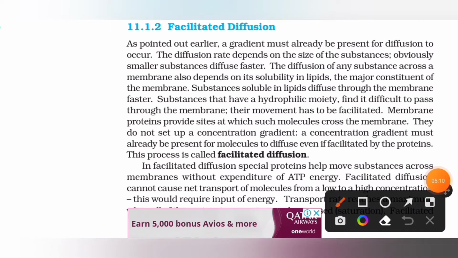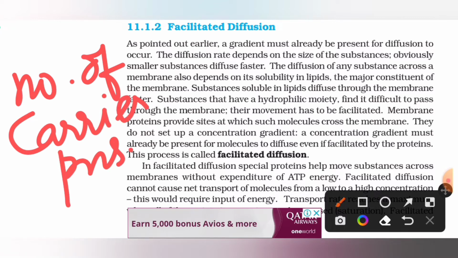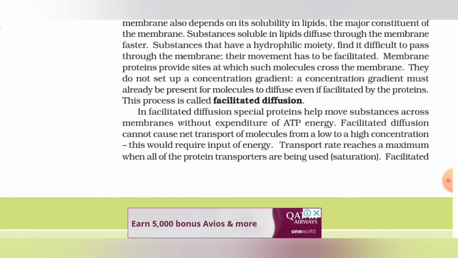Saturation effect means the number of carrier proteins. As I told, for the molecules to move from one place to another, it needs a carrier. So the number of carrier proteins will decide the rate of diffusion. Means to say, how many carrier proteins are there, that many molecules only can transfer, right? See, in case of this, here it is given.